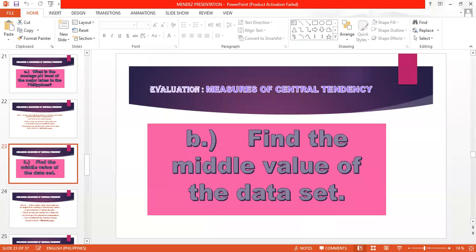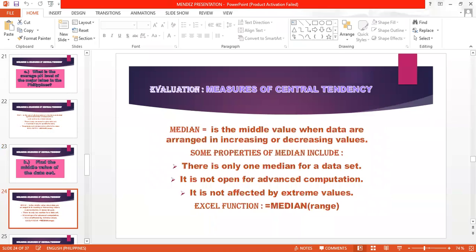Our second problem from Evaluation 2 is to find the middle value of the data set. In this problem, we are going to learn the function of median. Median is the middle value when data are arranged in increasing or decreasing order. In simple words, it is the middle number of the given numbers. But take note that there is only one median for a data set. That's why, if ever it contains two middle numbers, simply add them then divide by 2. Then the answer will be the median.